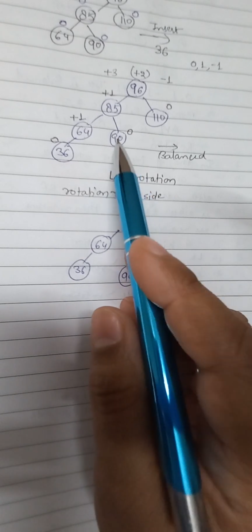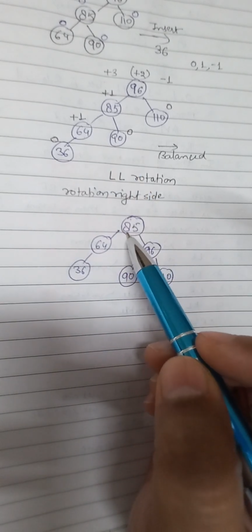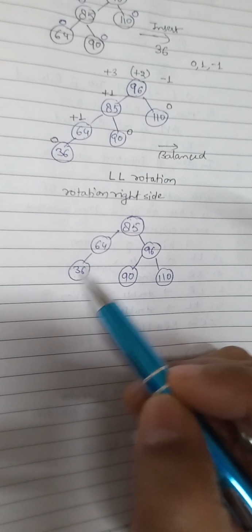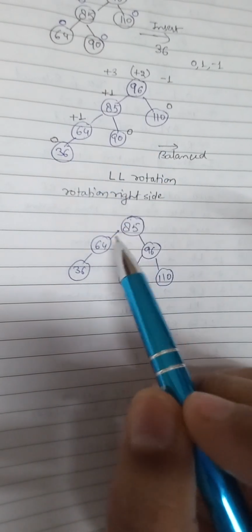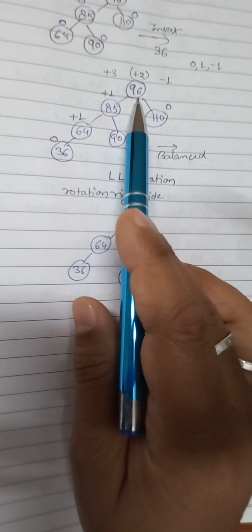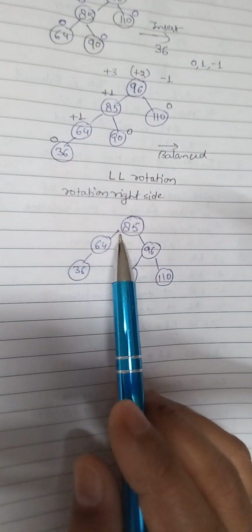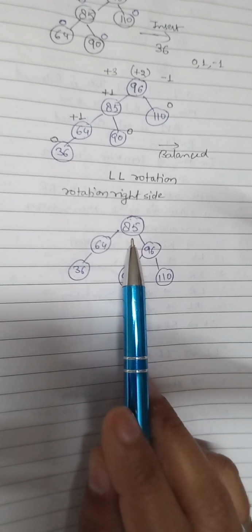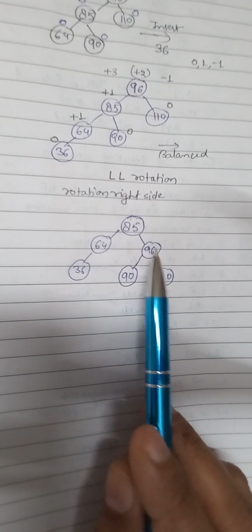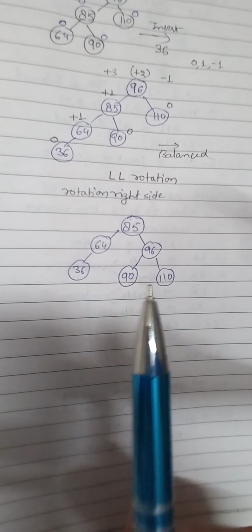Why? Because as per the rule, according to the value of the root, the less value will be left hand side of the root, and more value will be right hand side of the root. So 90 is more than the root. Now root is 85. Initially it was 96. After rotation of right hand side, 85 became the root. So 90 is more than 85, so we can't put it on left hand side. We need to put it on right hand side, so it will come on right hand side and left hand side of 96.